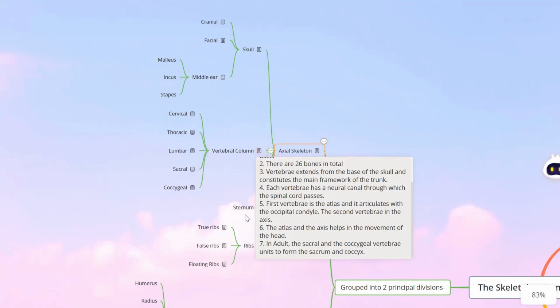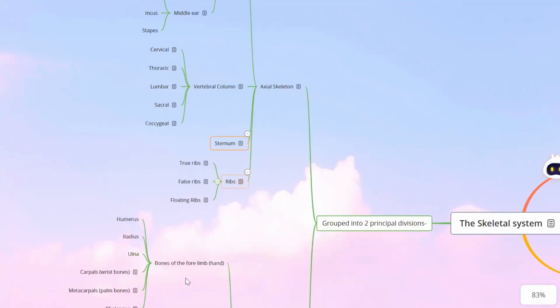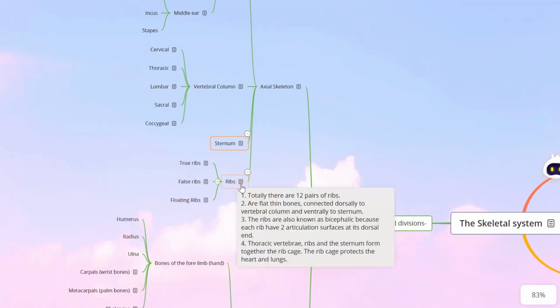Now we have the sternum. The sternum is a flat bone on the ventral midline of the thorax. Then we have the ribs. There are 12 pairs of ribs. In total, you can say there are 24, because 12 plus 12 is 24, since there are ribs on both sides.